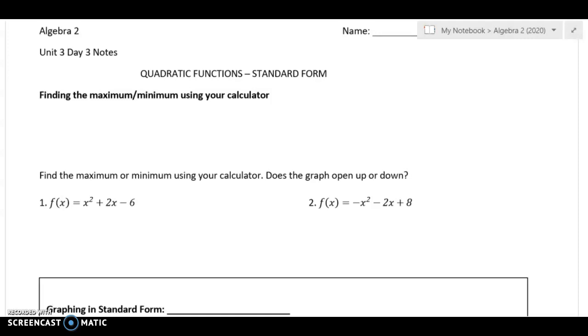All right, we're in Unit 3, Day 3 notes. The title is Quadratic Functions, Standard Form. We've already done vertex form and intercept form. We're going to talk about standard form today.